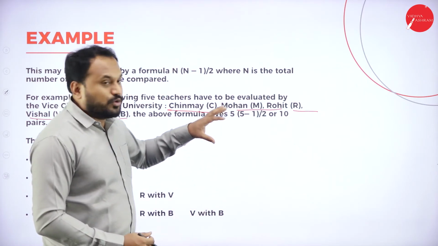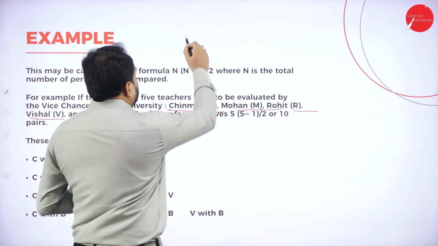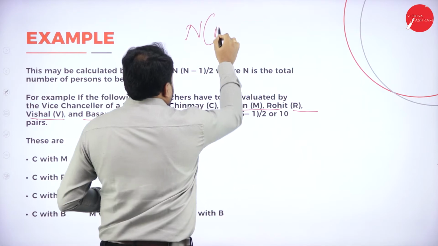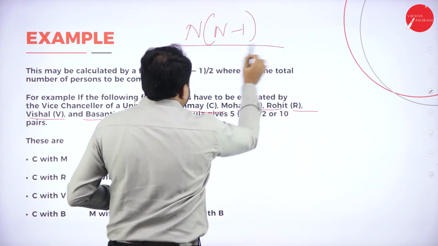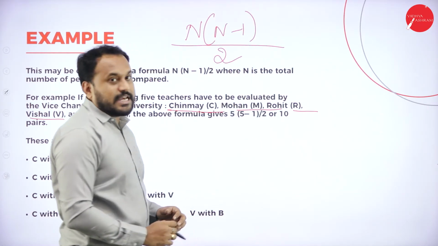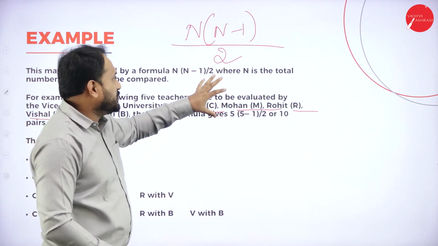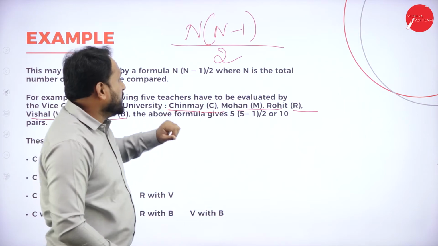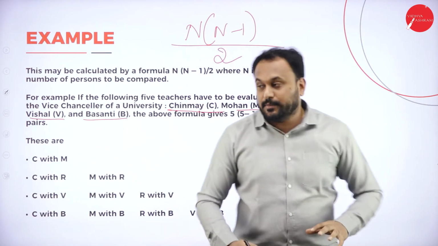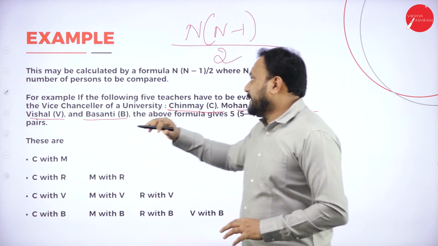Now, firstly, there is a formula. The formula is called n into n minus 1 divided by 2. This is the formula which is actually used. Now, if it is 50, how much? Again, I'll show you what exactly happens. This may be calculated with the formula.